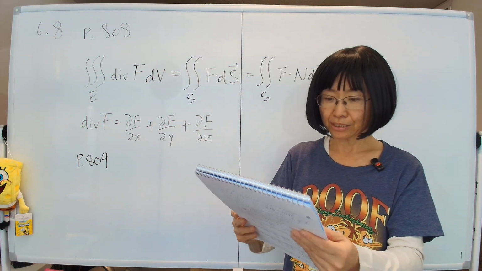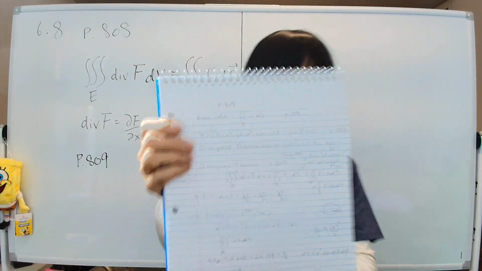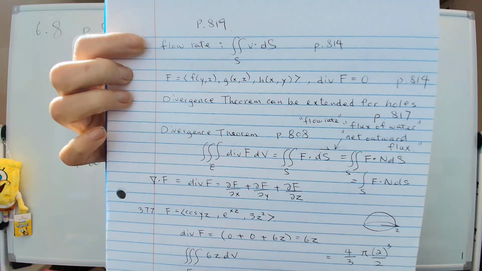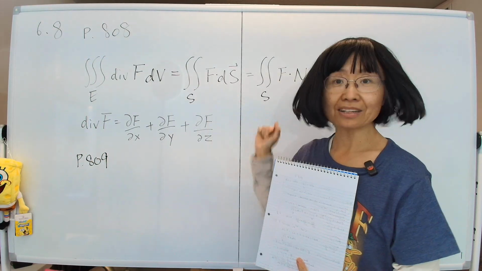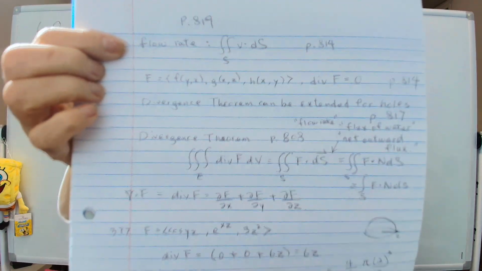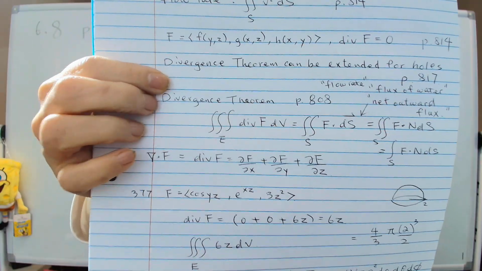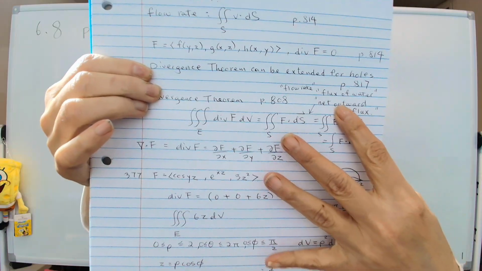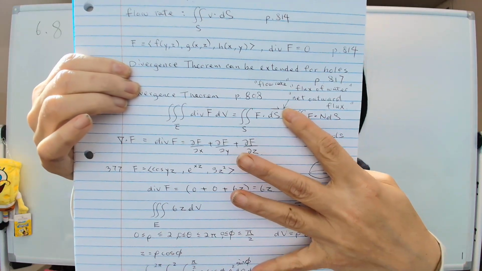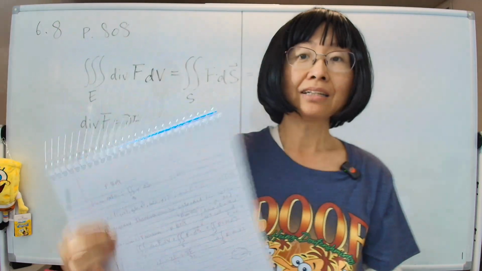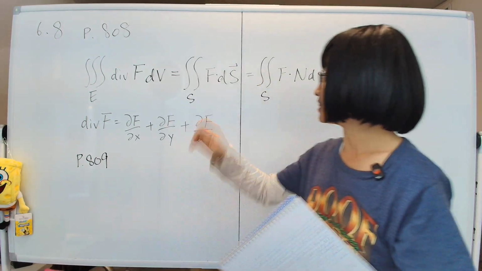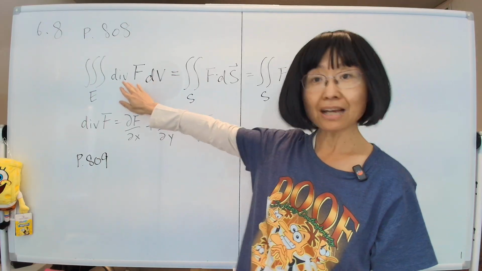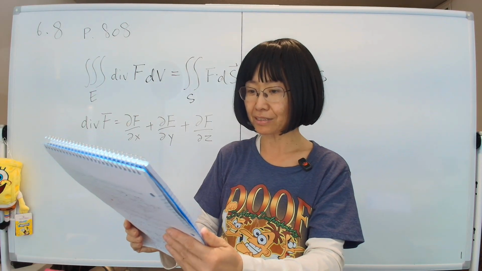One thing I want to mention is that your book used different terms. Sometimes your book calls the flow rate the flow rate, sometimes it calls it the flux of water, and sometimes it calls it the net outward flux. It doesn't matter what it calls it, it means this thing right here. That is what we're looking for, and that's how we're going to do it, by applying the divergence theorem.